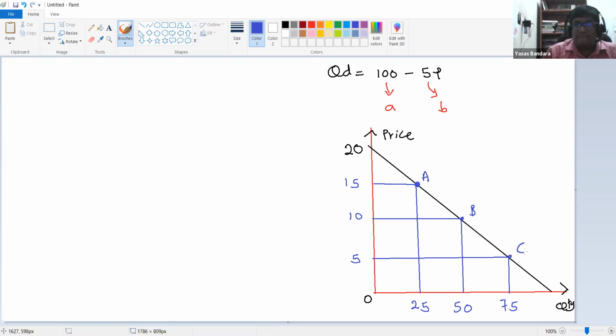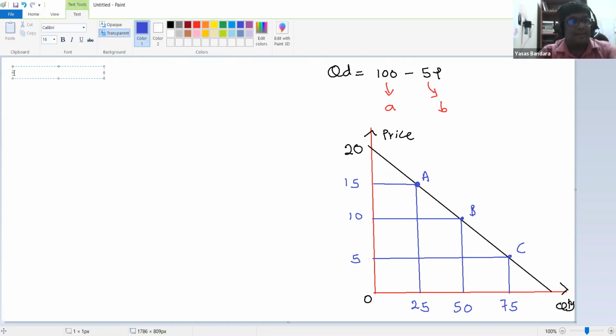Now when you write the exam, you'll have to be careful. It's not just calculating PED, price elasticity of demand. You'll have to check what exact elasticity they want. For example, look at this question. They will give you a question like this. Let us say, first one, calculate PED at the point A.